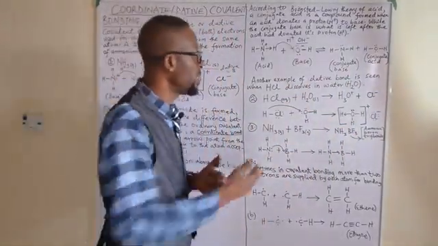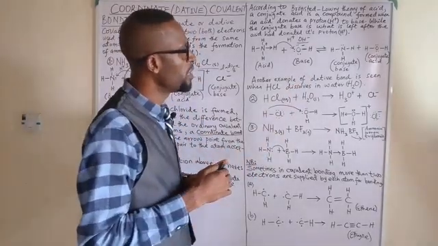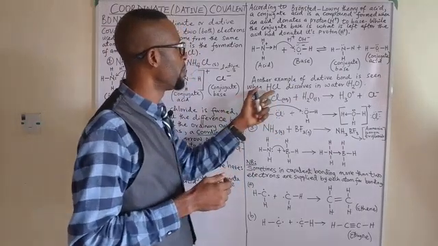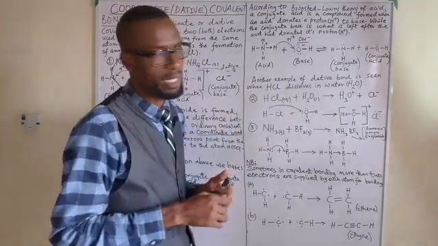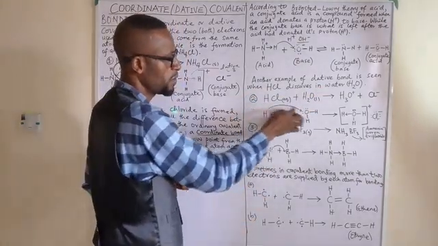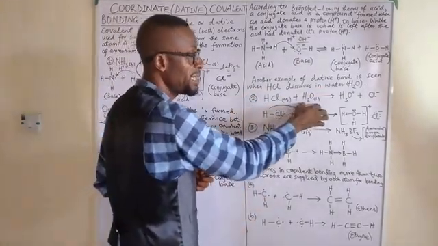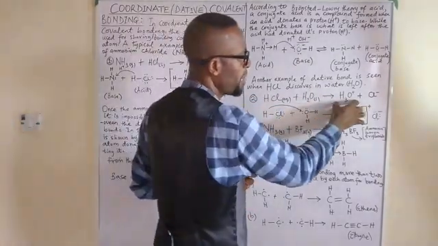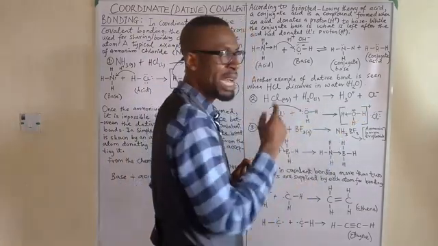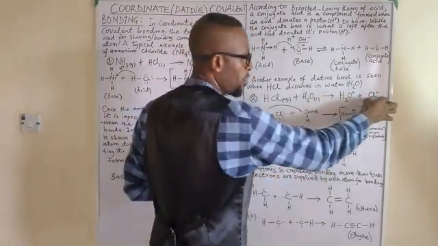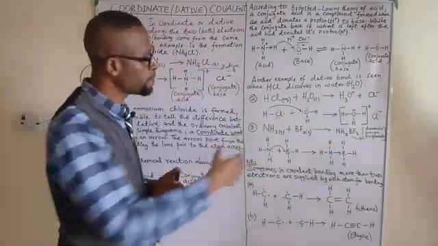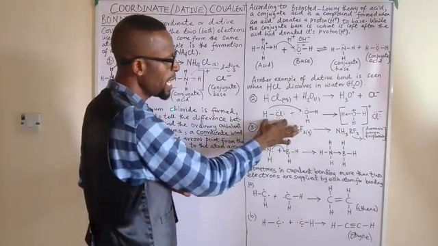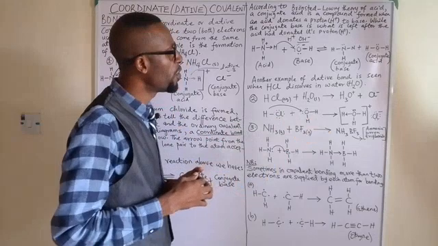Another example of dative bond formation is seen when hydrochloric acid dissolves in water. Here is an acid, HCl in aqueous phase, and of course we have water. Water here is now behaving as a base. And when that happens, you are going to make a dative compound called hydronium ion, or oxonium ion, and of course you are also going to produce chloride ion. If we use the Lewis structure to depict this, this is the Lewis diagram for hydrochloric acid, this is the Lewis diagram for water.